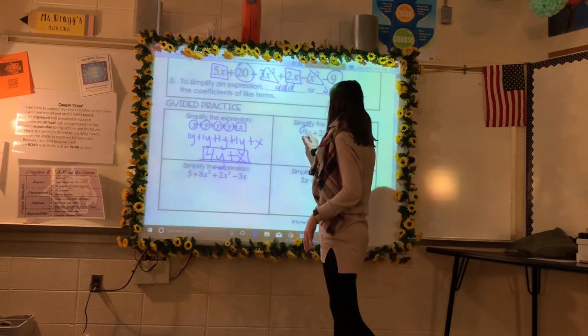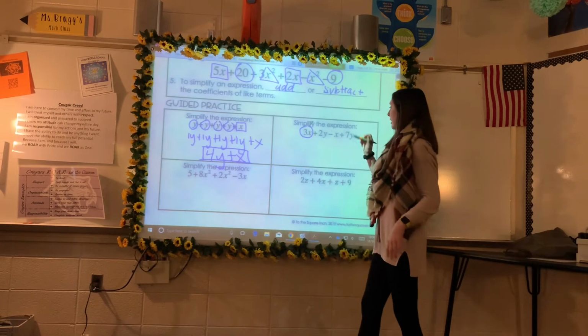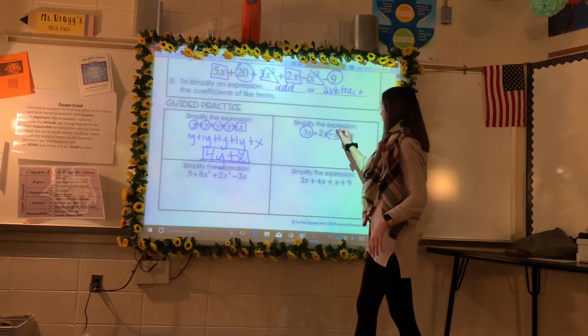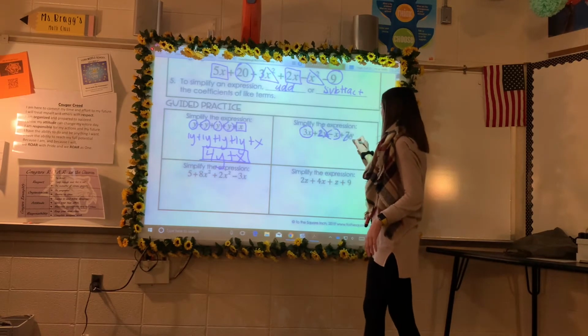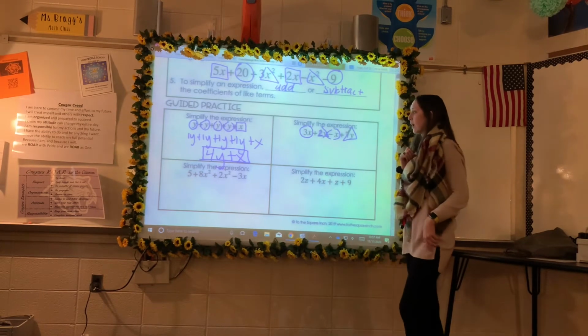Alright, so first is a 3x. I want to see what else is like that 3x. We have a minus x. And then we want to see what is like those y's. So we have 2y and we have 7y.